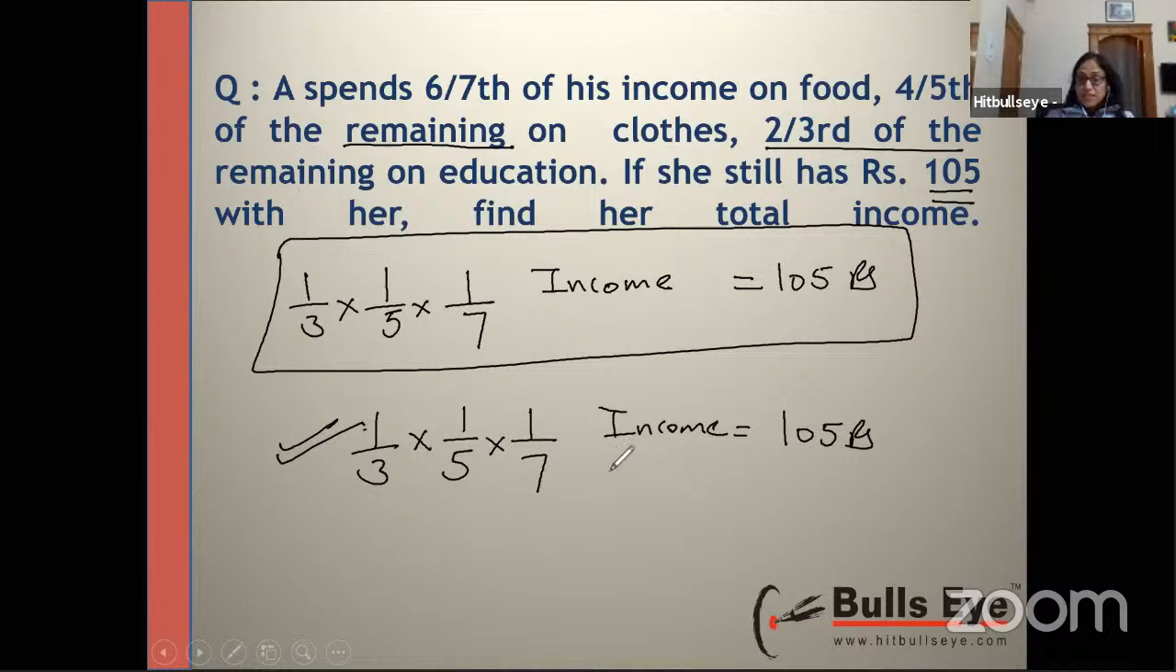So now the question is asking to find the income. Let's just quickly do the calculation. But before that, give me a go ahead. Is the logic clear, everyone? Then we'll take up the calculation.